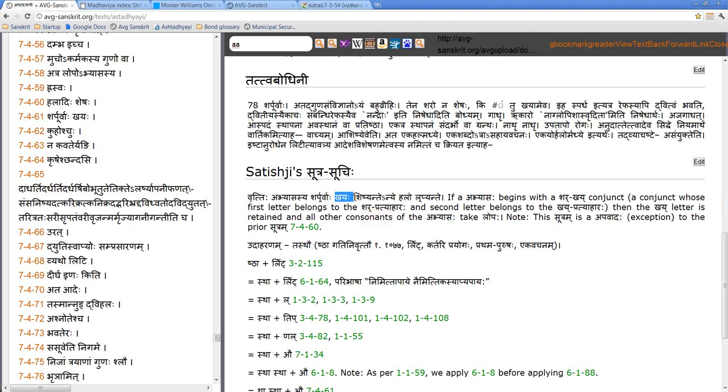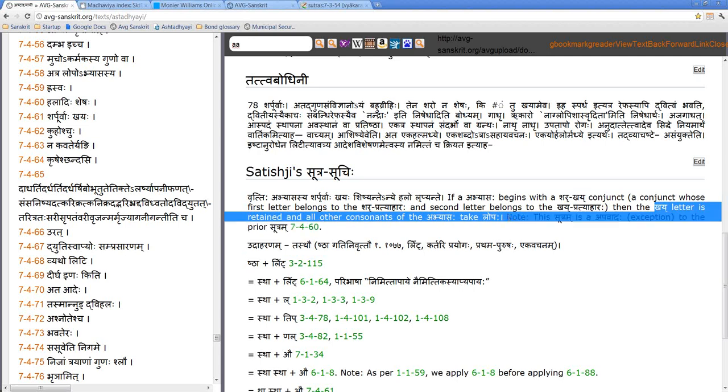So one more time. Is the Sharpurvakaya Shishyante Anye Halo Lupyante? In Abhyasa, if it begins with a Shar-kai conjunct, Shar means the first member is either sha or sa, and the second member is a kai letter, which is ka, kha, cha, cha, ta, tha, ta, tha, and pa, pa. Then in a conjunct whose first letter is the shar and second letter is kai, the second letter kai survives and the first one, the shar, is removed.